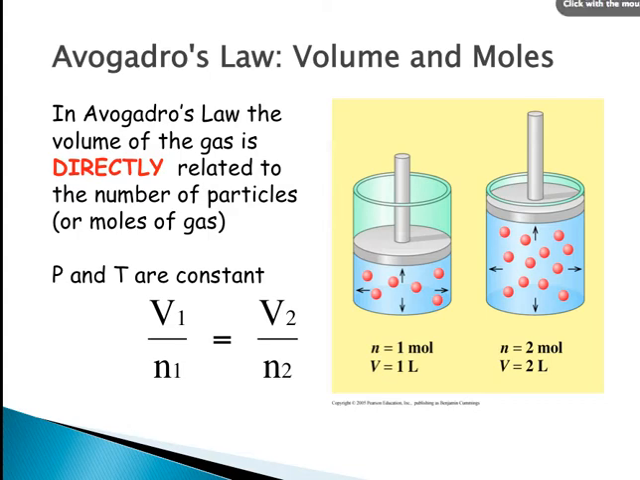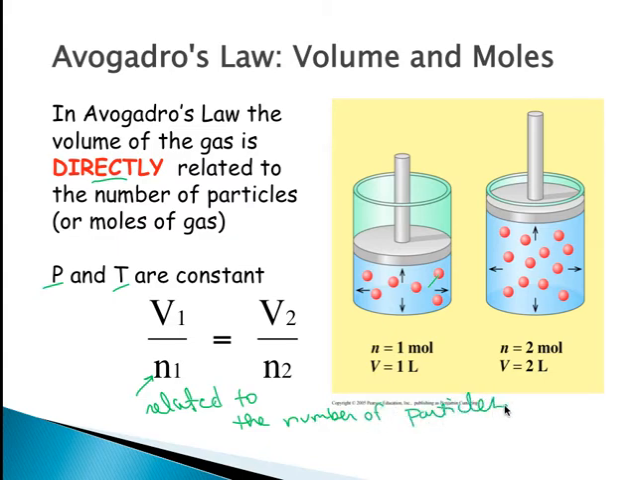In this law, the volume of a gas is directly related to the number of particles of gas. Pressure, meaning pressure outside the cylinder, is constant, and the temperature of the system is constant. Now remember, n is really just the number of particles, and it's in units of something called moles. We will learn more about moles as the year goes on.